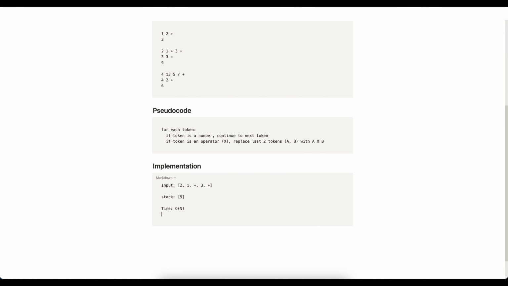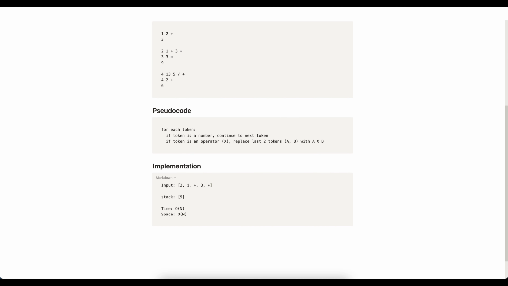In terms of space, well, we're only pushing numbers onto the stack. In every reverse Polish notation expression, if it has x numbers, there will be exactly x minus 1 operators, since for every two numbers we need an operator. So about half, or n over 2, of the terms are numbers, the rest are operators. Which means that we push at most n over 2 numbers onto the stack in the worst case. So the space complexity is also O(n).